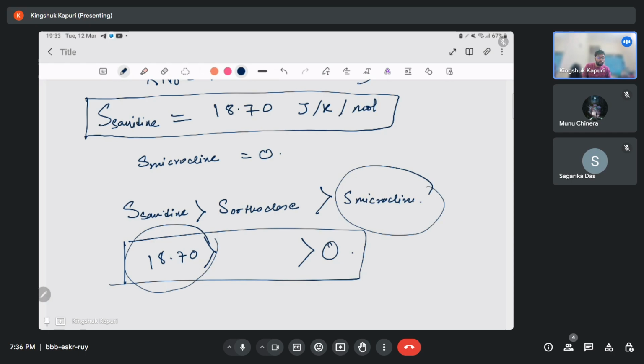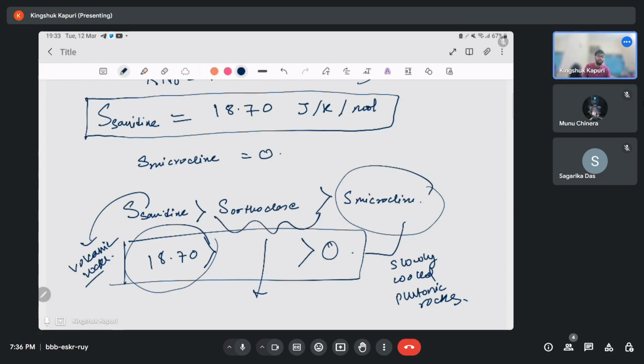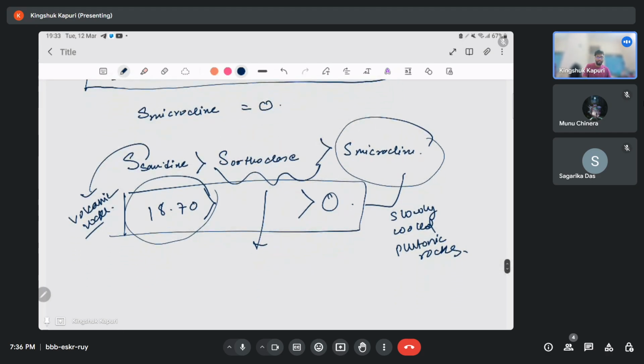So that is the reason we get microcline in a slowly cooled plutonic rock, in coarse grained plutonic rocks, and sanidine in volcanic rocks, because of the temperature difference. And orthoclase we get in a variety of rocks in varied temperature ranges. So this is the game of temperature and nothing else, this swapping and all. And from this we can also calculate the cooling history, or the cooling rate, of a rock.